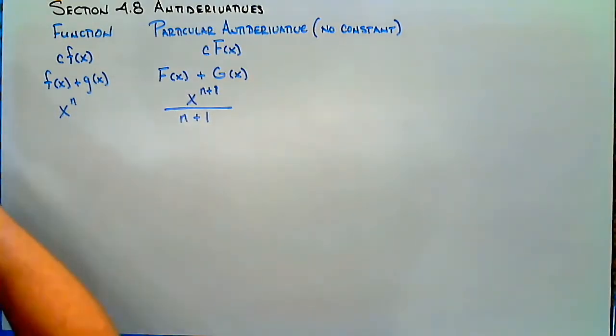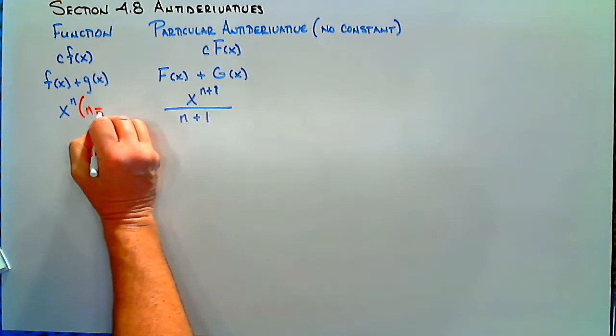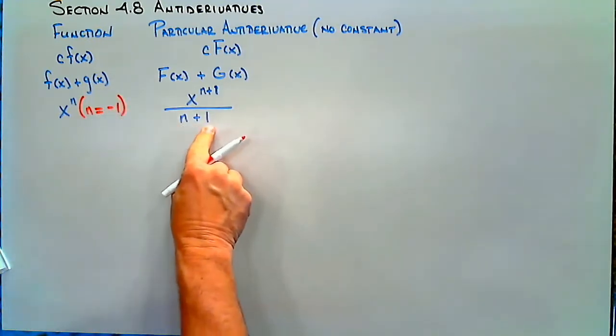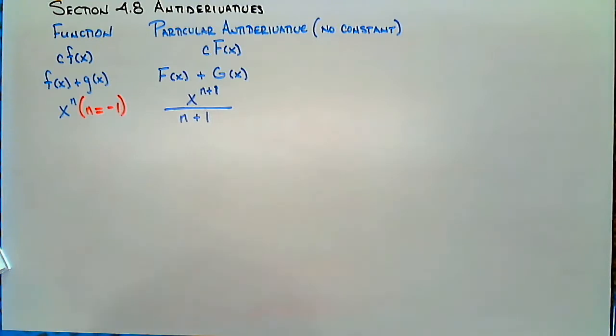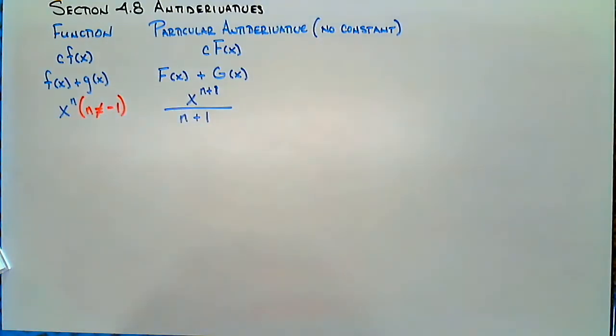Over here, if n equaled negative 1, we would have negative 1 plus 1 on the bottom. That would be 0 and undefined. So one of the things about this, we call this the power rule. One of the things about this rule we have to keep in mind is n cannot be negative 1. It cannot be negative 1.